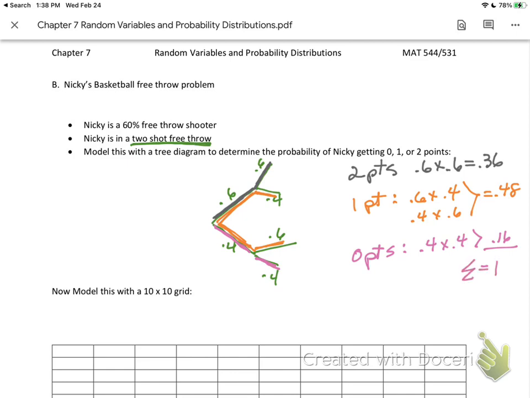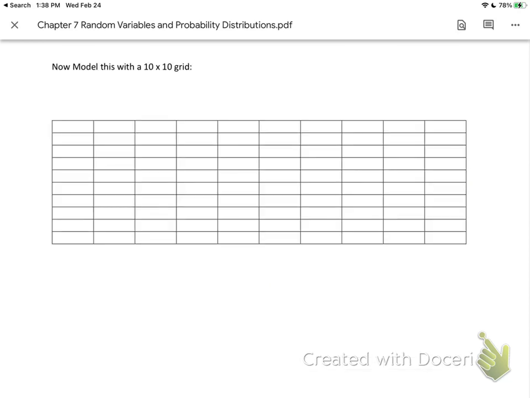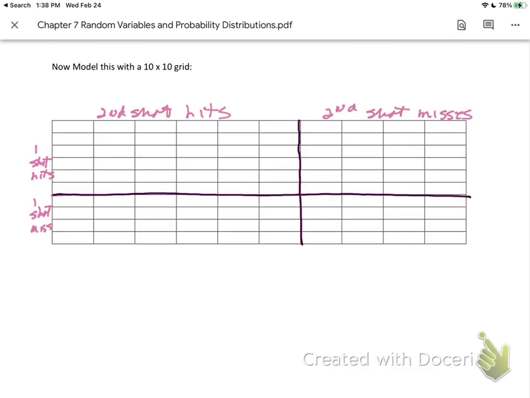Okay, so they want us to model this also with a 10 by 10 grid. So a 10 by 10 grid is the assumption that you are going to the foul line 100 times. So let's do that on the next page. All right, here's our 10 by 10 grid. So if the first shot hits and the second shot hits, she's going to be getting 2 points.